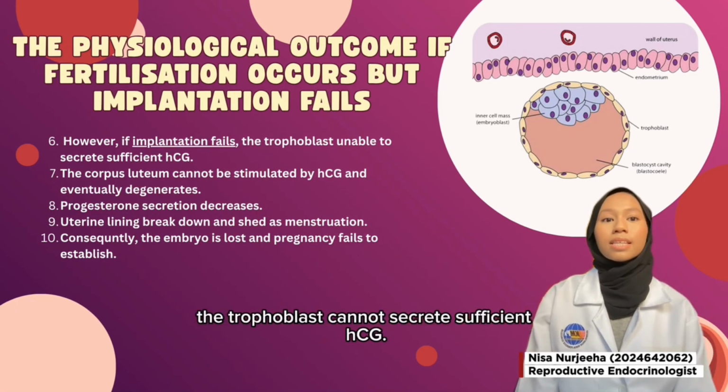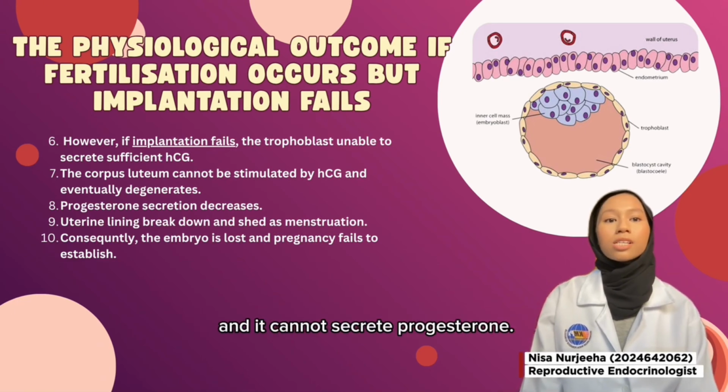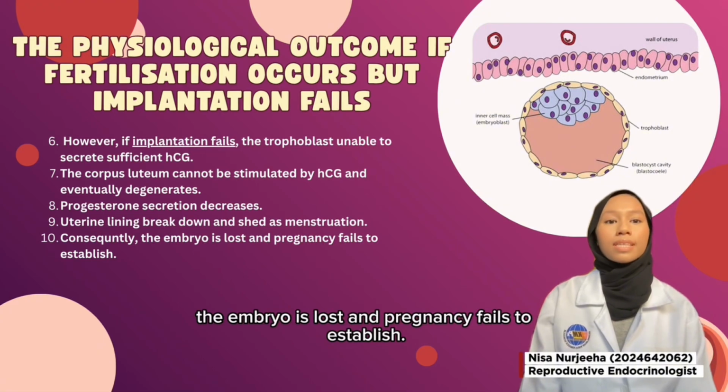If implantation fails, the trophoblast cannot secrete sufficient HCG. Then, the corpus luteum cannot be stimulated and it cannot secrete progesterone. As a result, the uterine lining breaks down and it sheds as menstruation. Consequently, the embryo is lost and pregnancy fails to establish.